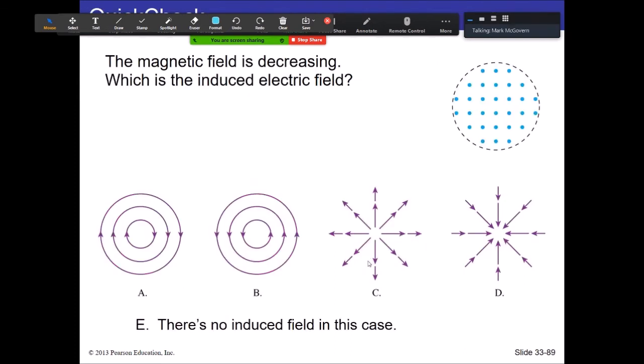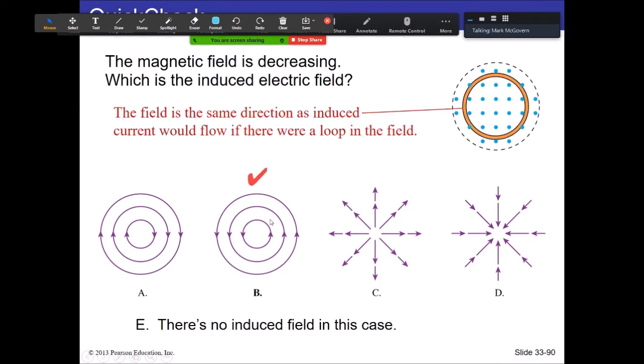okay, so question for you here. The magnetic field in the picture is out of the page and it's decreasing. So what is the induced field going to look like here? I'm thinking B looks okay to me. Let's think about it though. Decreasing out of the page, we want to oppose the change. Therefore, we also want an induced magnetic field that is out of the page. And I curl my fingers on my right hand, and I have a counterclockwise loop here. So the answer is B.